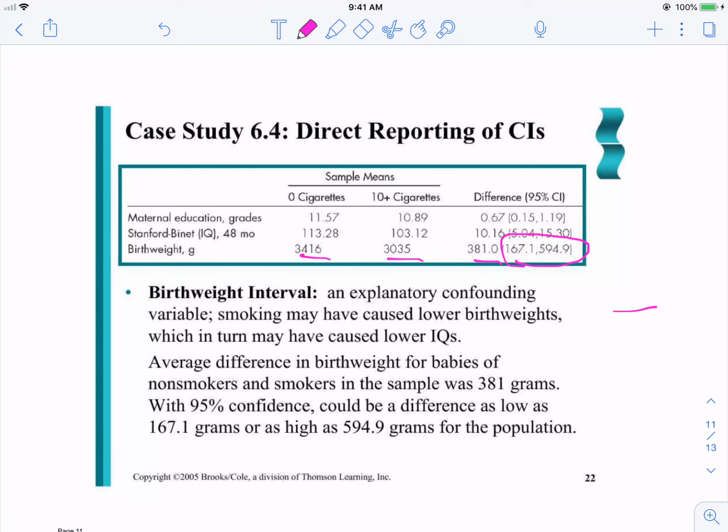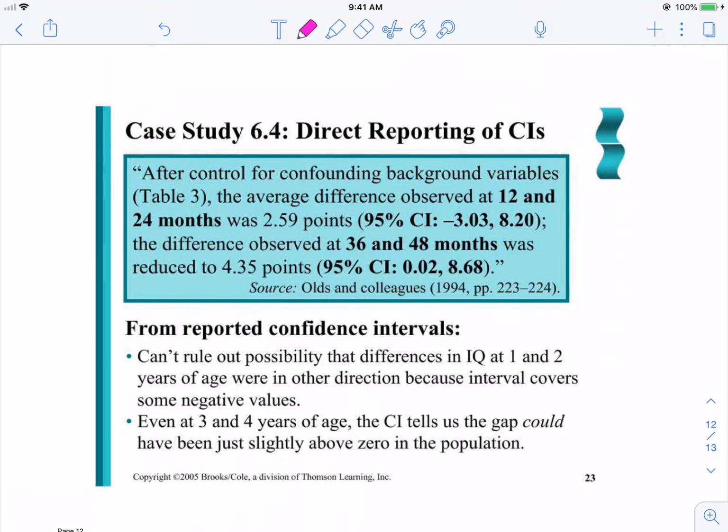This is an explanatory confounding variable. Smoking may have caused lower birth weights, which in turn may have caused lower IQs. Now, as the overall results for this study, after controlling for confounding background variables, the average difference observed at 12 and 24 months, comparing these two groups, was 2.59 IQ points.